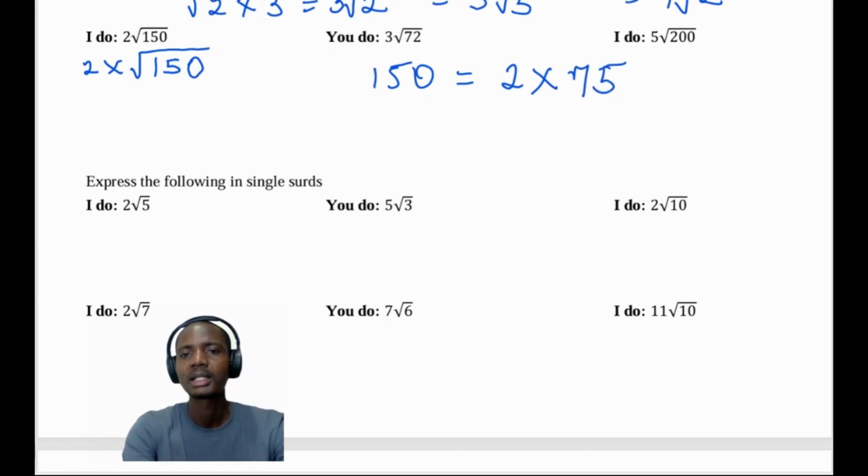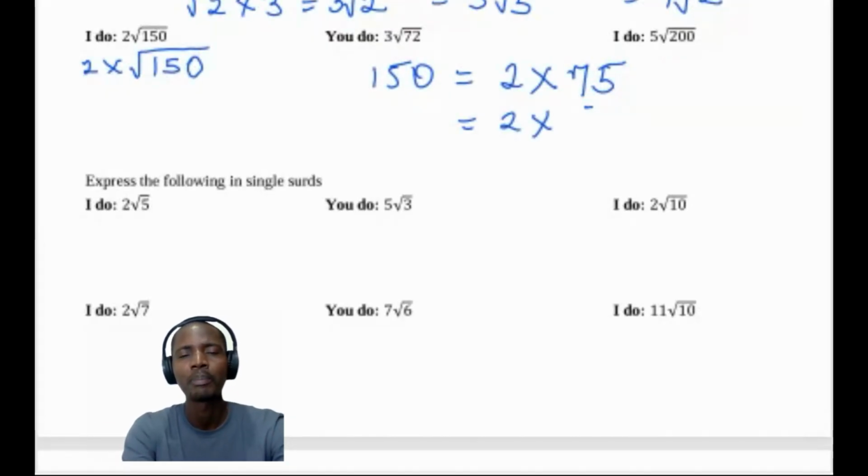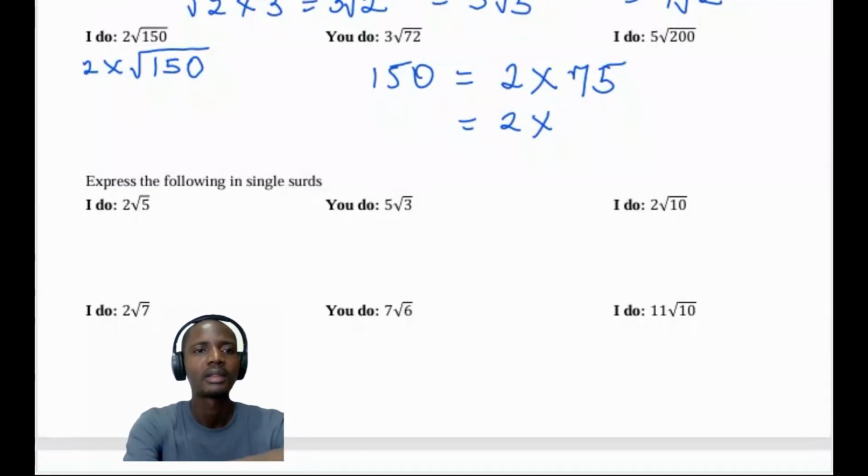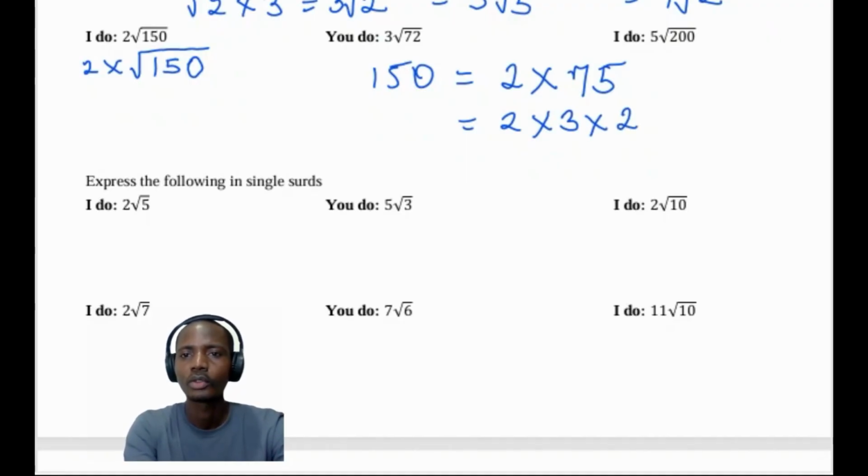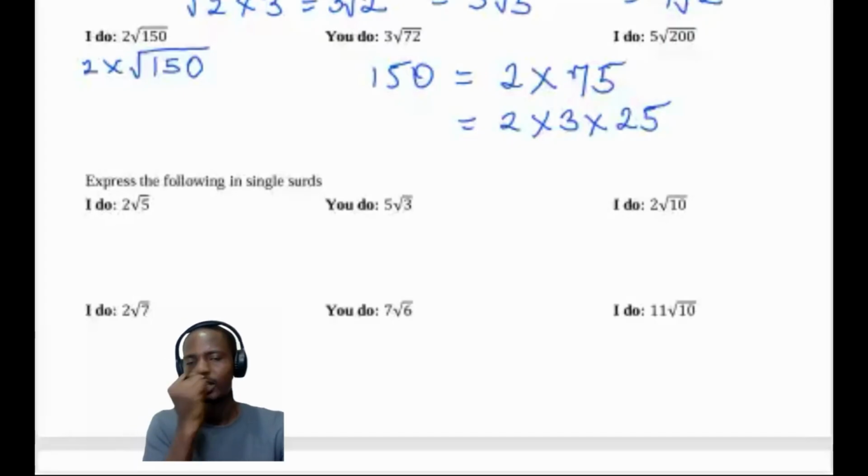But we know that we cannot find the square root of 2, neither can we find the square root of 75. So let us see how we can split 75. If we split 75, I still have 2 times. So what's the simplest number that can divide 75? 3, right? So now we know that 75 can be written as 3 times 25. With this, it becomes easy because I know the square root of 25.